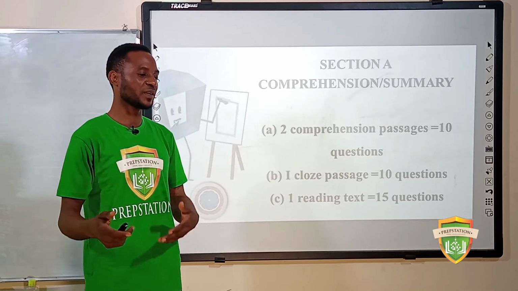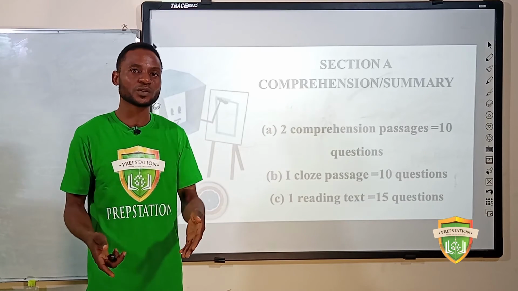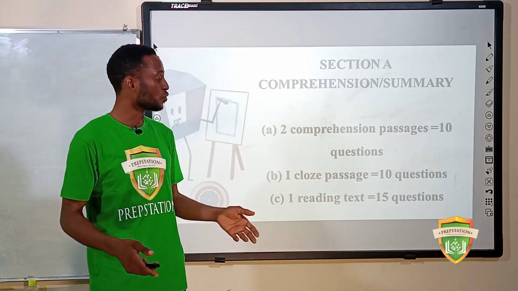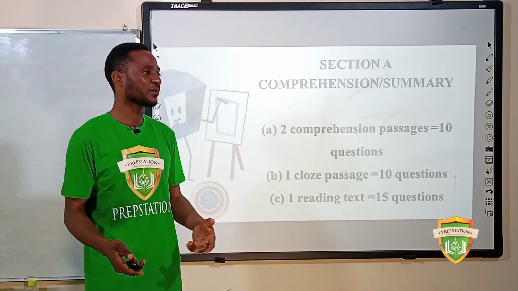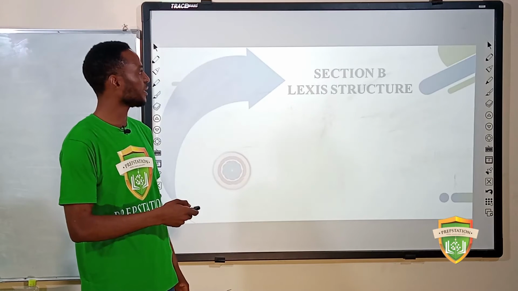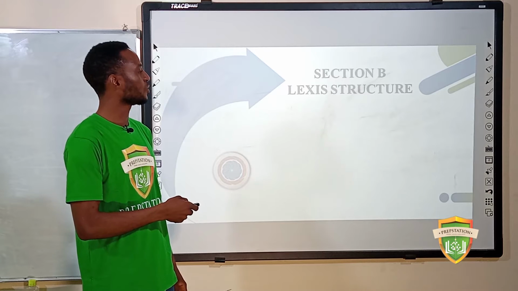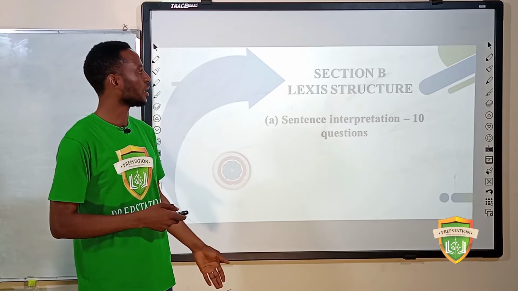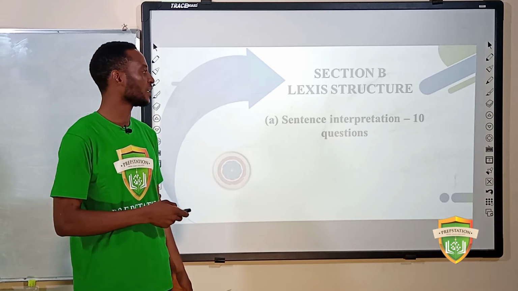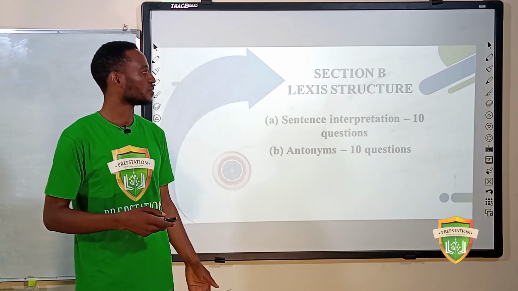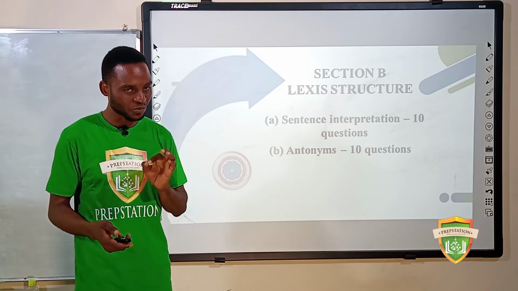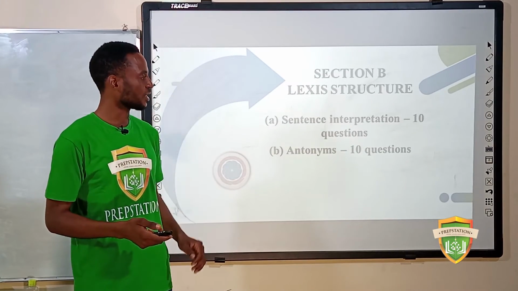And also the text that you are going to use for the exams, which you have been given already, which you have been reading, you're going to have 15 questions there. So apart from section A, in section B, you're going to have some questions on lexis and structure. And in this regard, you will be tested on interpreting sentences. And you're going to have 10 questions from this aspect.